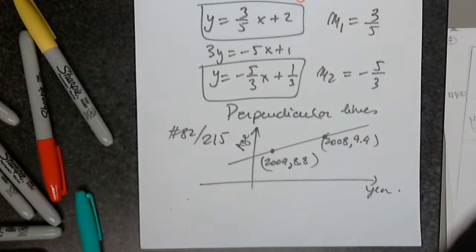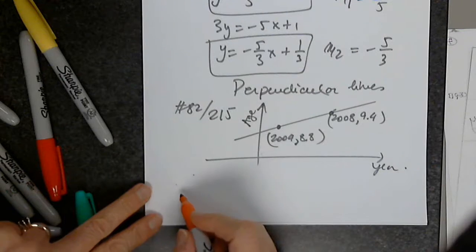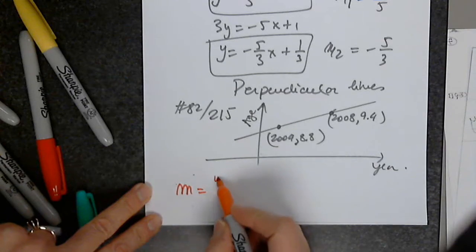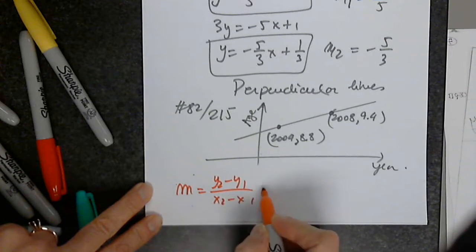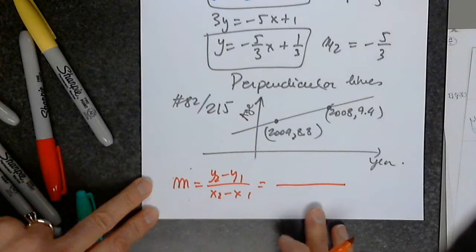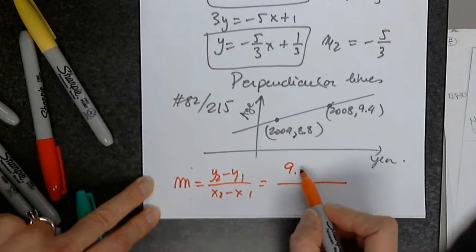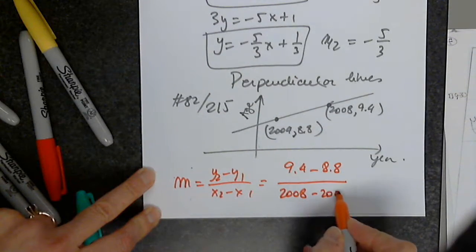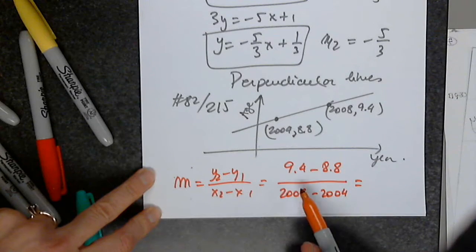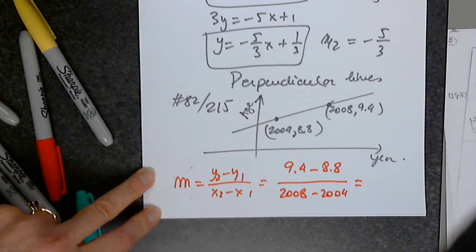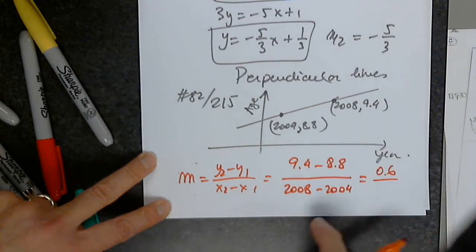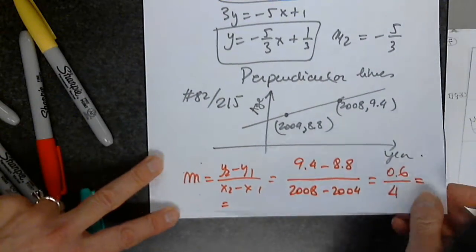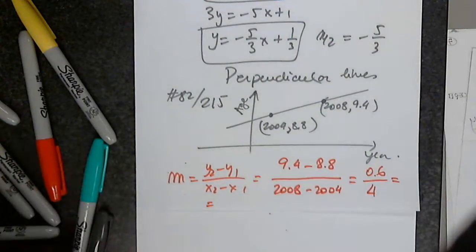Ready? Can anyone dictate, first of all, the equation of the slope? We always start by writing it, please, so we don't forget what it is. Y2 minus y1 over x2 minus x1. Very good. And then 9.4 minus 8.8, and then 2008 minus 2004. Perfect. So 9.4 minus 8.8 is 0.6 divided by 4. And as a decimal number, let's determine 0.6 divided by 4.